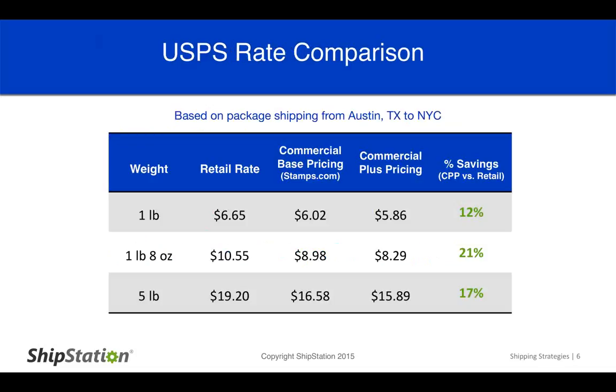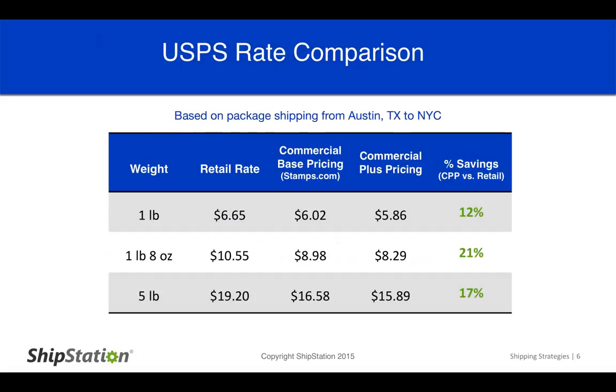Here we have some estimated shipping rates for a package shipping from Austin to New York City through priority mail. Your savings vary depending on the package's weight, distance, and transit time. But here you can see that you can save as much as 21% over the retail rates you get from the U.S. Post Office. The retail rates are those you get just from walking into the post office, and of course this is the most expensive option.